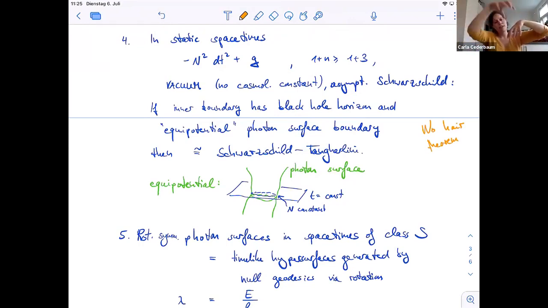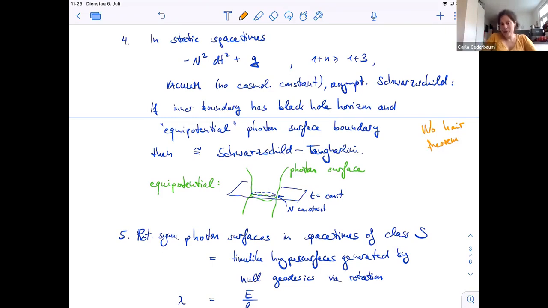So I have a black hole here, maybe a photon sphere here, and another equipotential photon surface here. Then there's at most one of them, either a black hole or photon sphere or one of these equipotential photon surfaces. And the exterior region to it is exactly Schwarzschild, or Schwarzschild-Tangherlini in higher dimensions. So I have no freedom, they have no hair whatsoever.